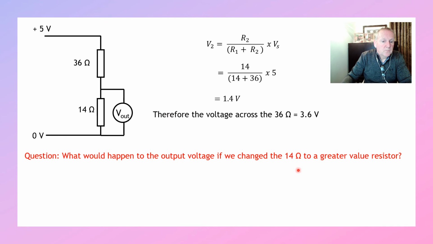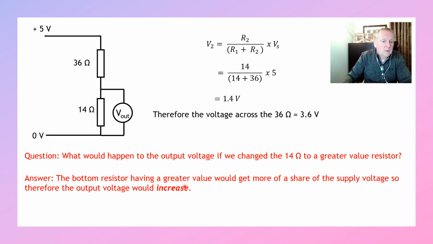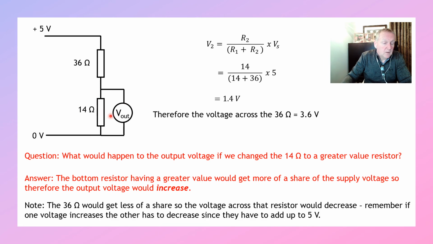Okay, so if we're making the 14 ohm a greater value, then the bottom resistor has got a greater value, so therefore it's going to get a greater share of the supply voltage, and so therefore the output voltage would increase. We don't even need to think about the top resistor in this case, or the top voltage, because we can just answer it based on what's happening here.